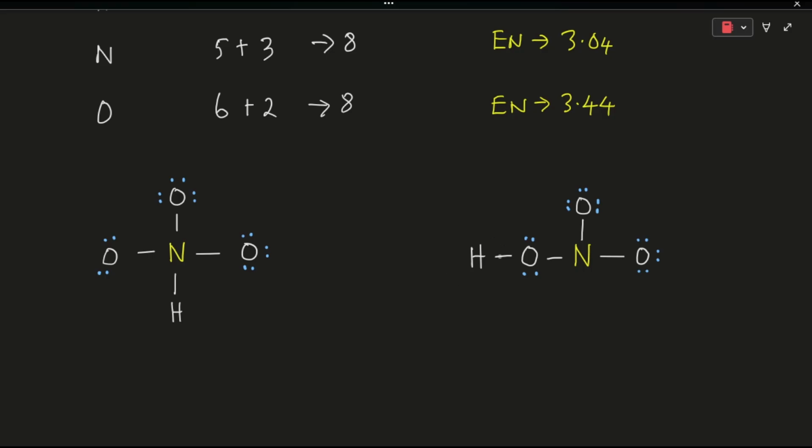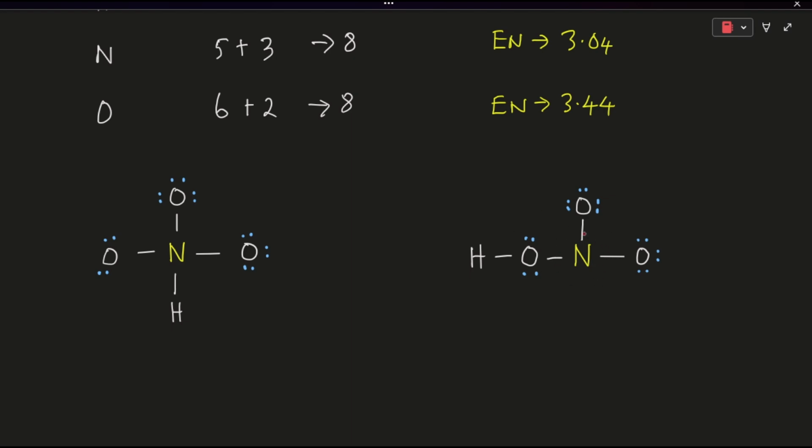Now, hydrogen has 2 electrons in its valence shell. It is satisfied because it has the duet arrangement in its valence shell. This oxygen is satisfied, having 8 electrons in its valence shell. This oxygen is also satisfied. This oxygen is satisfied. But nitrogen has 6 electrons over here. Nitrogen in this Lewis structure is not satisfied.